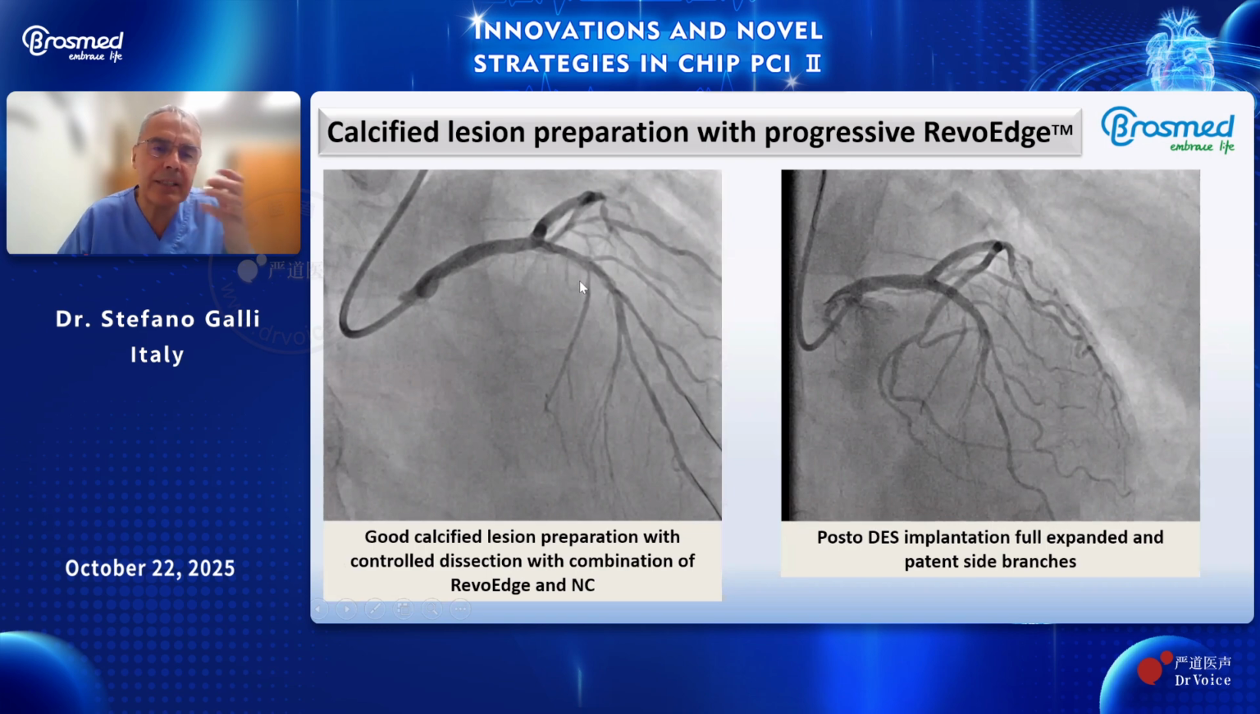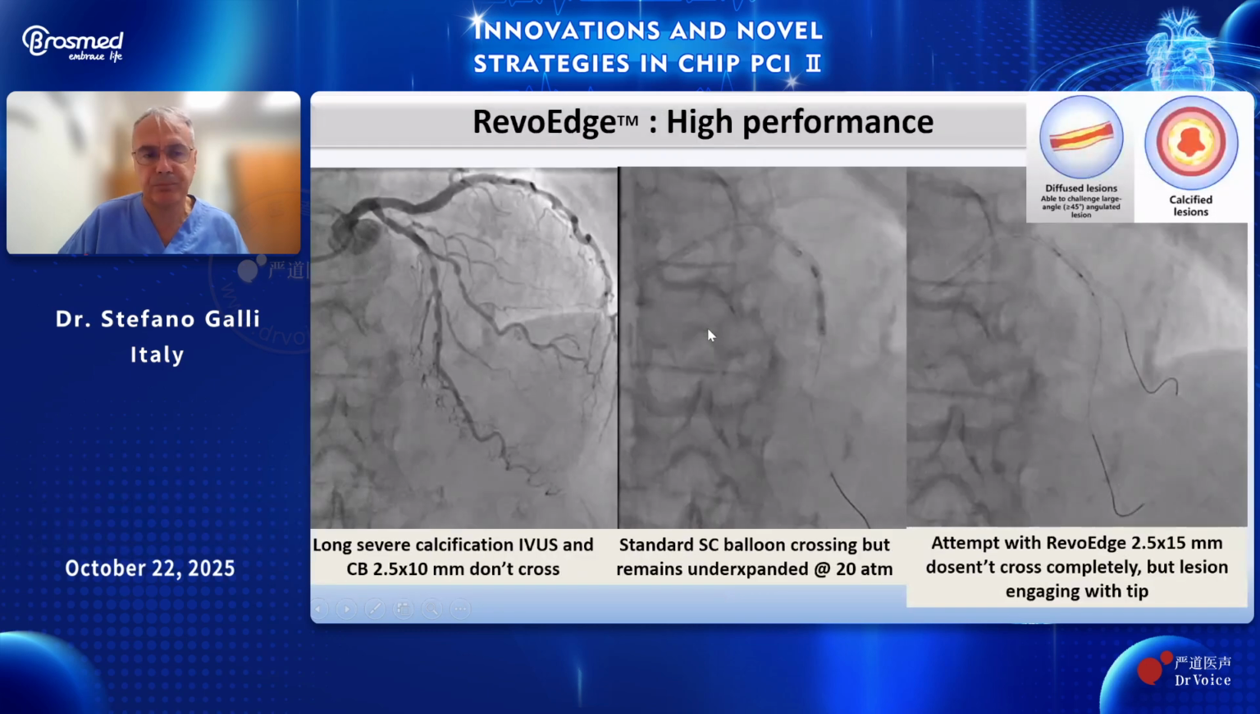Could you see the controlled dissection? We have no long dissection. Obviously, we apply the force in multiple points, but I believe it's important to have force where we need. And then we put a stent, two stents, and we respect the branches very well.